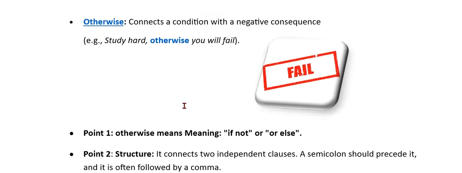Another connector is otherwise. Otherwise connects a condition with a negative consequence. So I read it again. Otherwise connects a condition with a negative consequence. Otherwise always refers to a negative consequence. For example, study hard, otherwise you will fail. So here, as you can see, otherwise introduces a negative consequence. It means that if you don't study hard, you will fail. So study hard, otherwise you will fail.